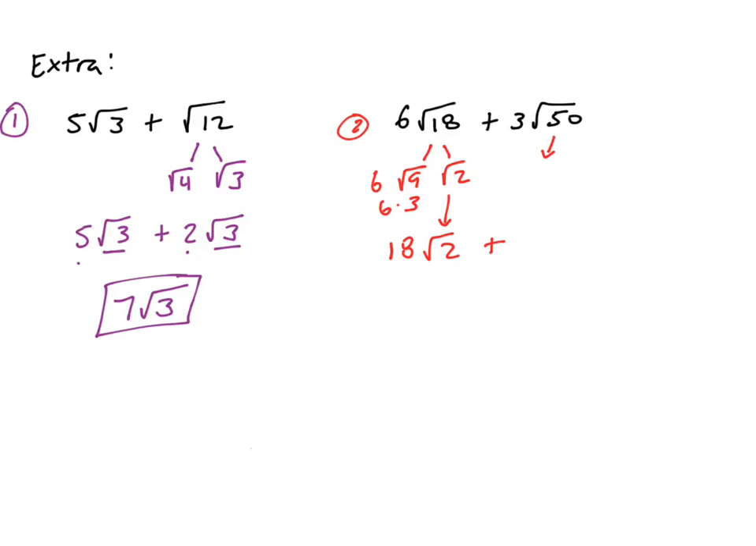Then we'll look at the 50. We know this is going to be the square root of 25 and the square root of 2. So we've got 3 square root of 25 times the square root of 2. Well, square root of 25 is just 5, so 3 times 5 is 15, and we'll bring down the square root of 2. And so now we have like radicals, so we're going to bring those together. So this is going to be 33 square root of 2.